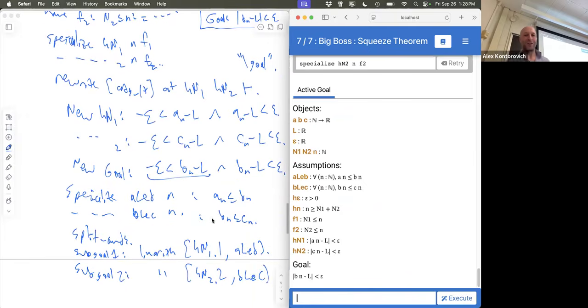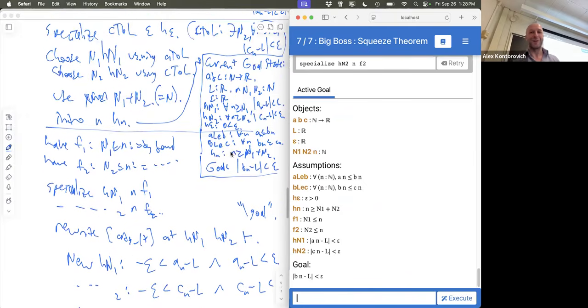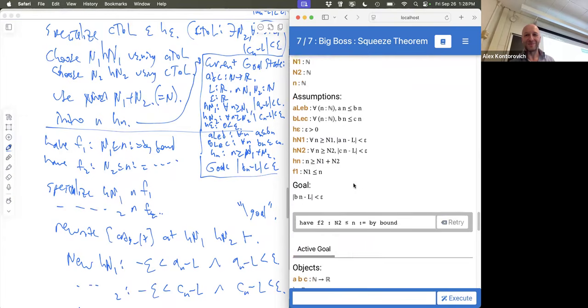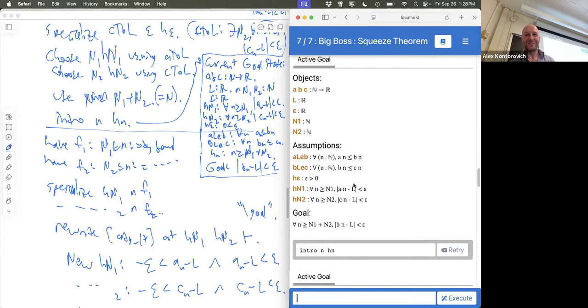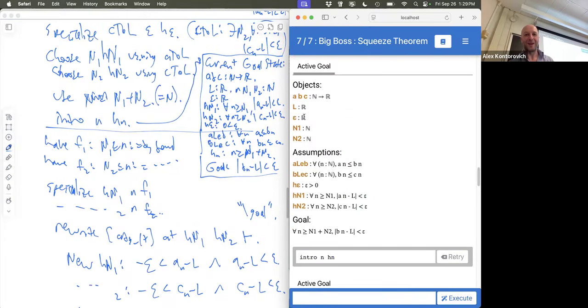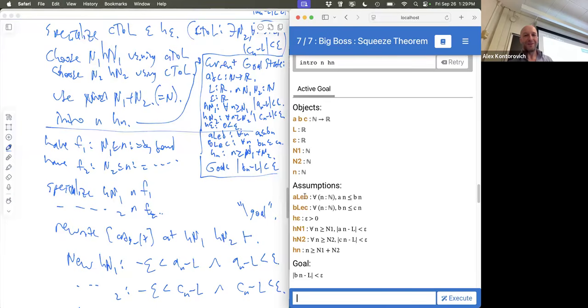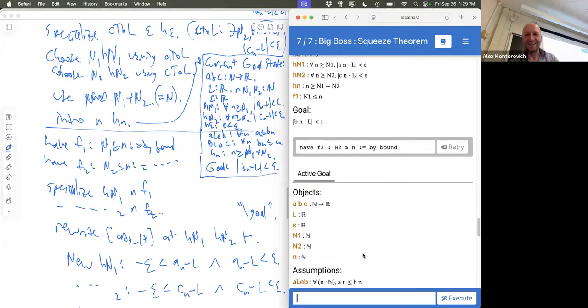Now, oh, let's check. I meant to check our goal state against the real goal state. Anyway, I think we got it right. I guess we can scroll up to before we did the halves. So right here. Did we get it right? A, B, and C, we got L, we got epsilon, we got N1 and N2. Oh, but intro, right? So here, we introed little n. We've got A less than or equal to B, B less than or equal to C. Epsilon is positive, HN1, HN2, and HN. And that's the goal. Okay, so we got it right eventually.